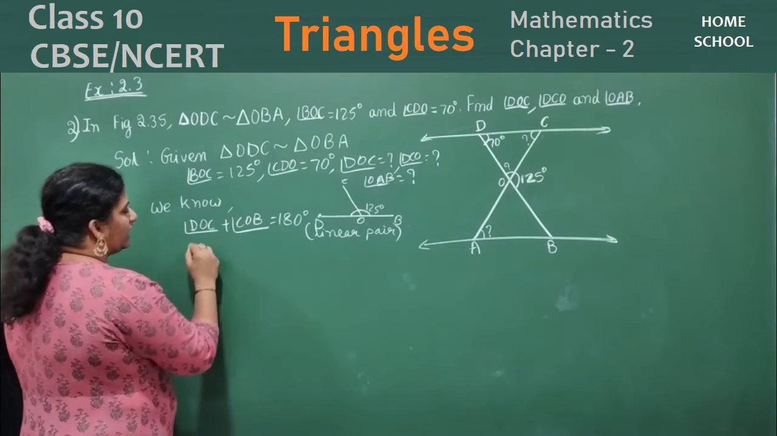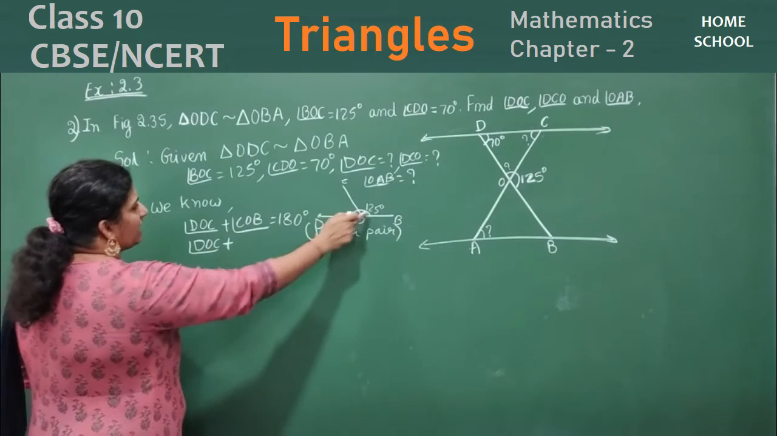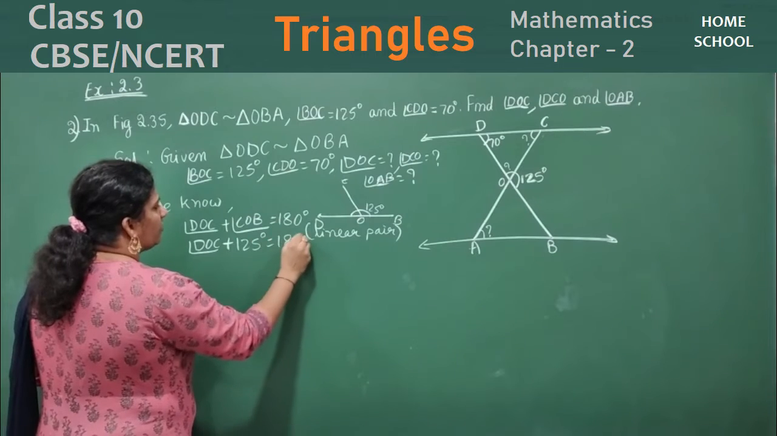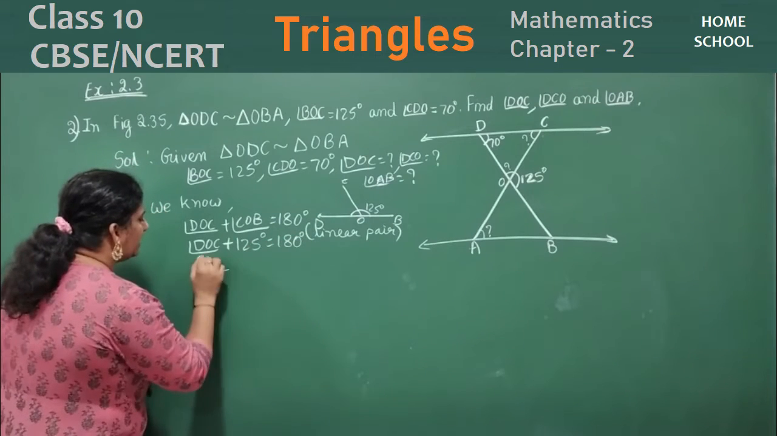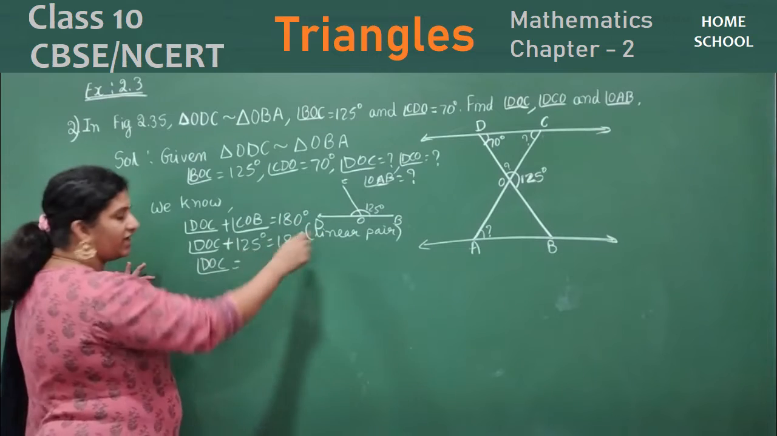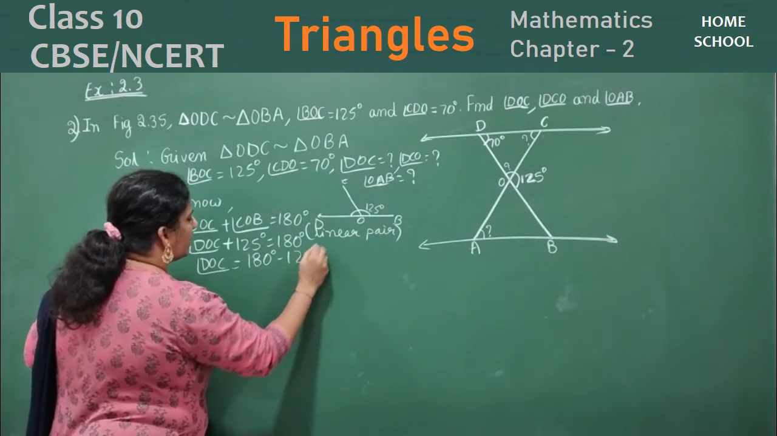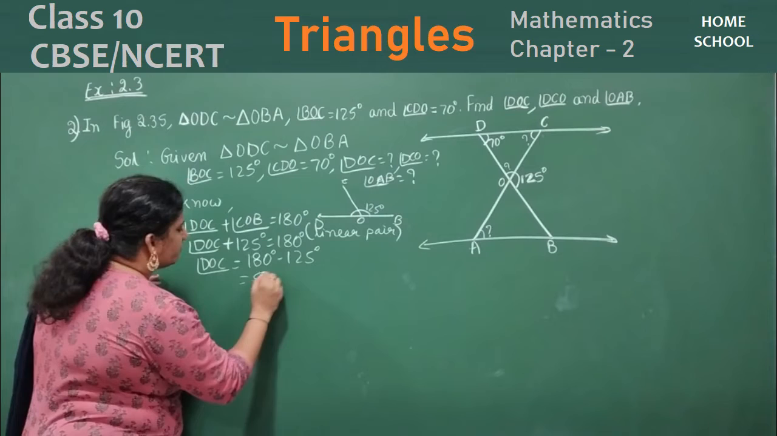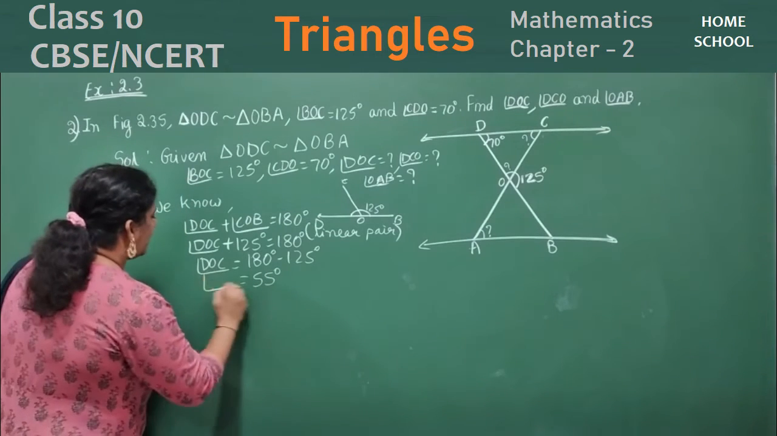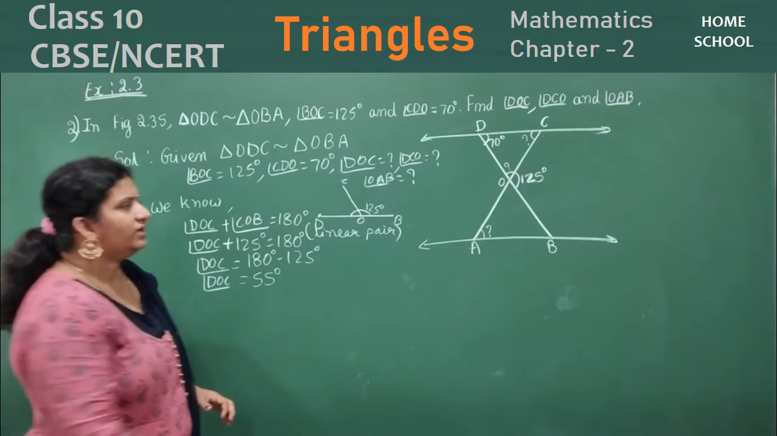So now angle DOC you don't know, so write it as it is. Angle DOC plus angle COB, which is 125 degrees, is equal to 180 degrees. So angle DOC is equal to, sending this 125 degrees to this side, children, 180 degrees minus 125. That will be 55 degrees. So what did you get here? Angle DOC is equal to 55 degrees.